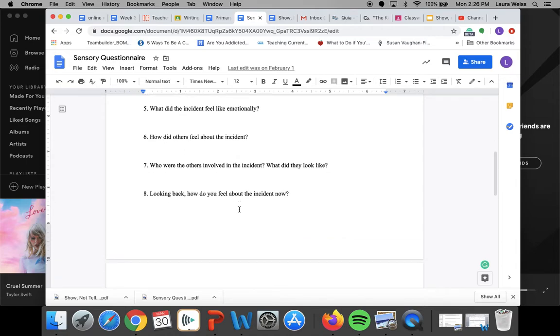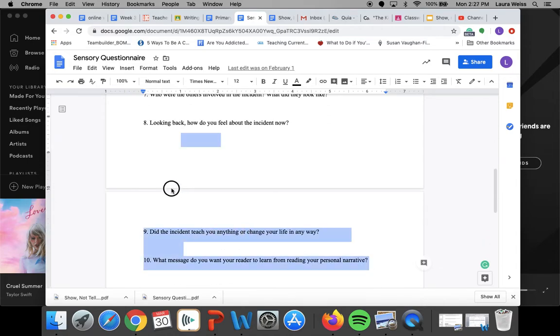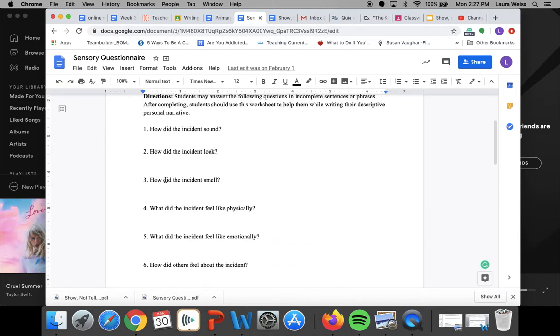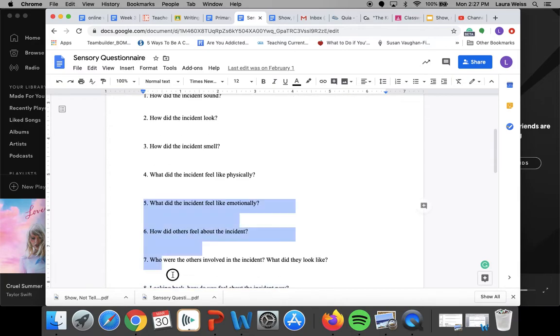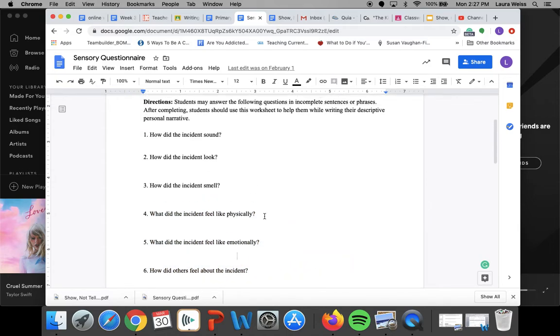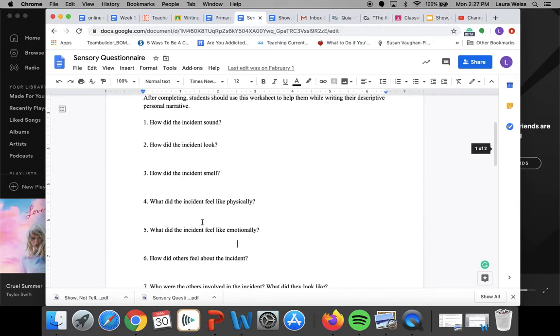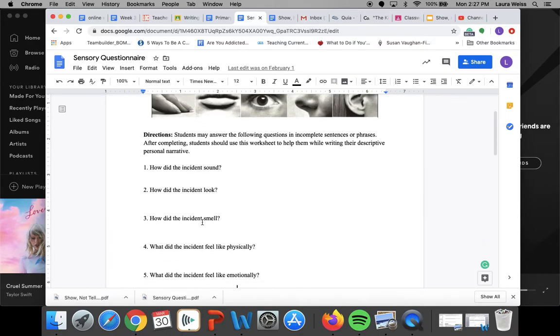All right. The last couple here, numbers 8, 9, and 10, are going to help you with looking at that underlying theme or lesson. So go through these. Maybe you don't have an answer for every single one. Sometimes 5, 6, and 7 just really depend on the incident itself. But typically 1 through 3, and then 8, 9, and 10 are pretty straightforward. You should have at least one element of that in your writing.